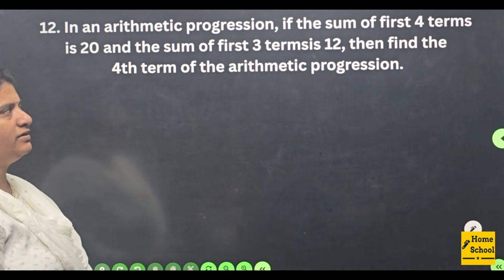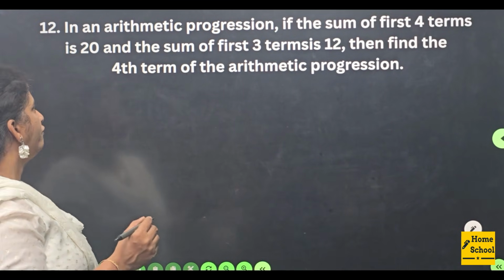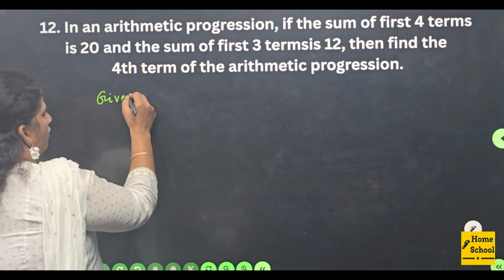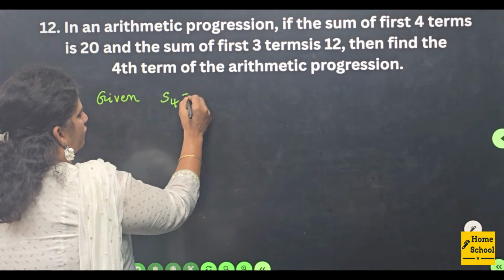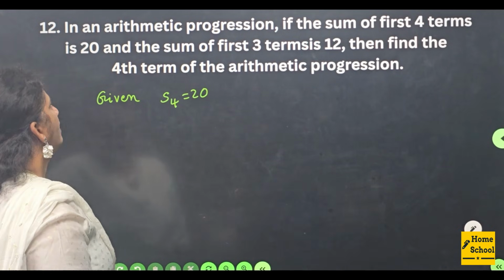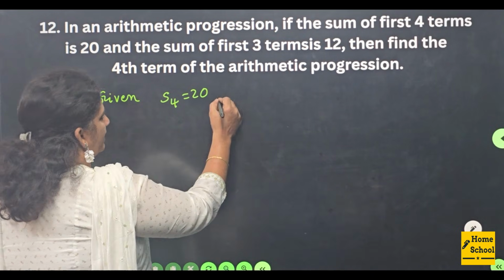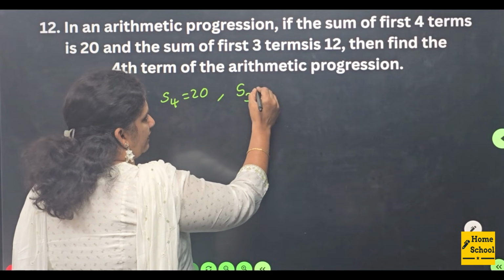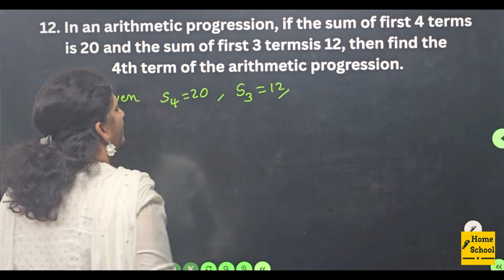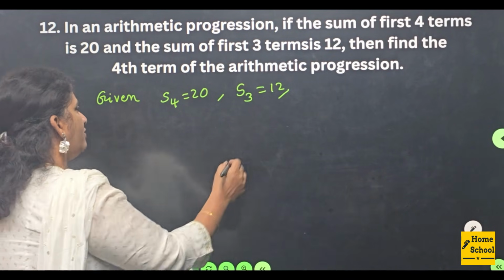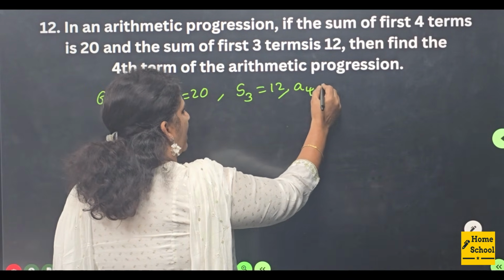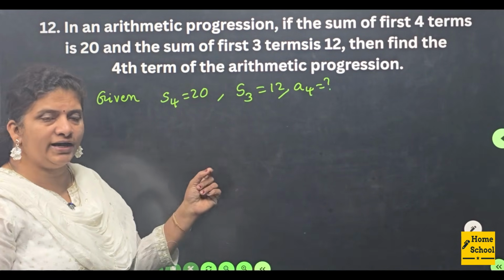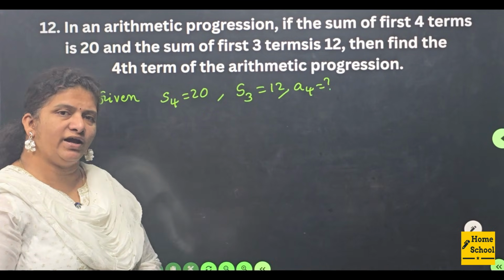12th one, in an arithmetic progression, the sum of first 4 terms is 20, given S4 is equal to 20. And the sum of first 3 terms, S3, is 12. Then find the 4th term of the arithmetic progression. A4 is equal to question mark. If we know S4 and S3, very easily we can find A4.